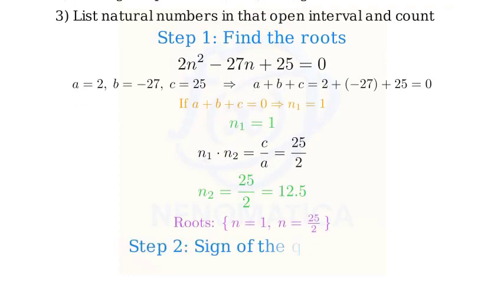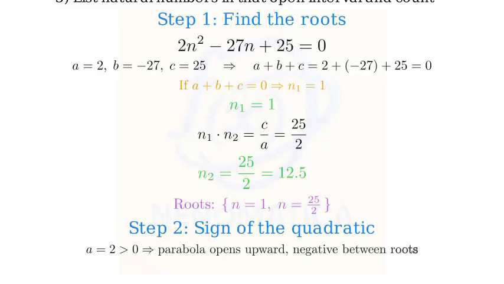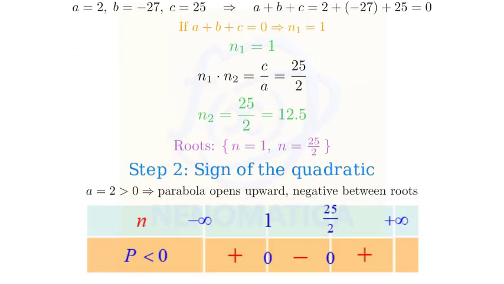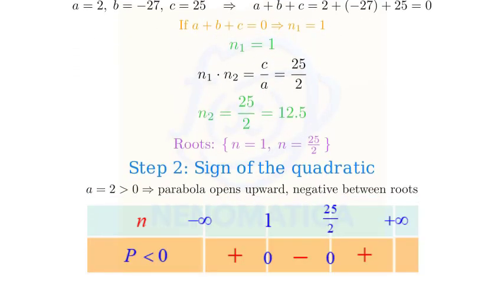Step 2. Determine where the expression is negative. Since a equals 2 is positive, the parabola opens upward, so the quadratic is negative only between the roots. We place the roots 1 and 12.5 on a number line, mark open circles at those points for a strict inequality, and label the sign regions. Therefore, the solution set to 2n squared minus 27n plus 25 less than 0 is the open interval from 1 to 12.5.